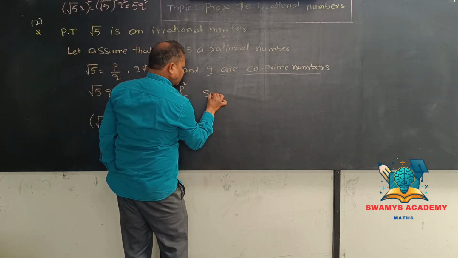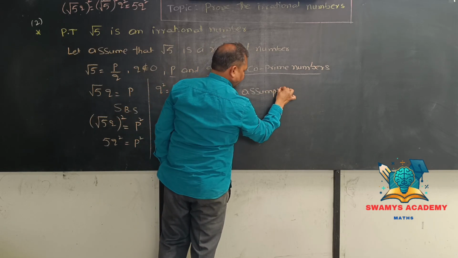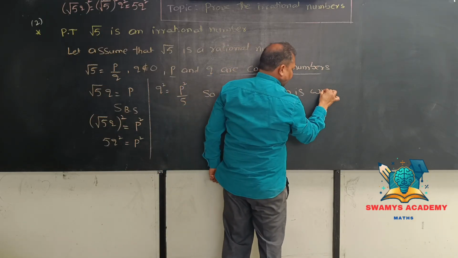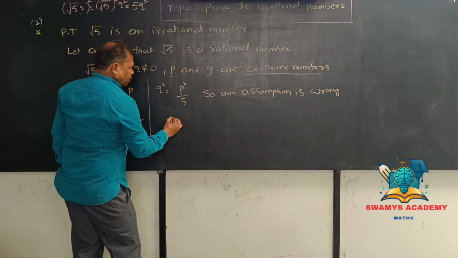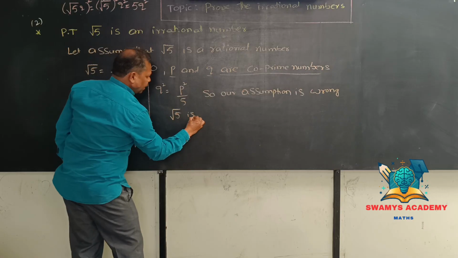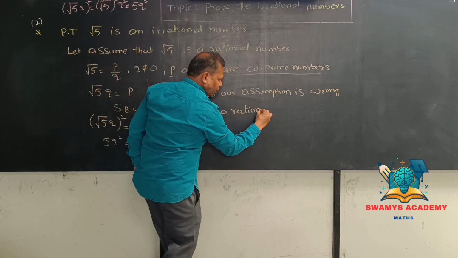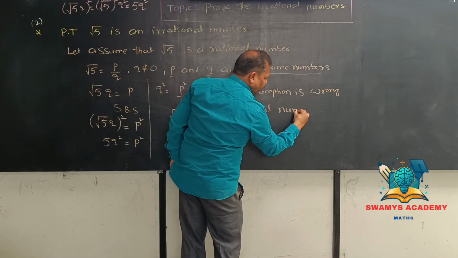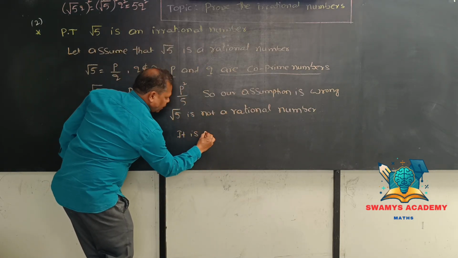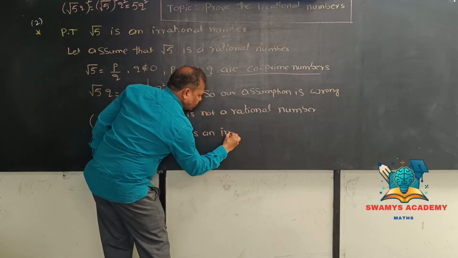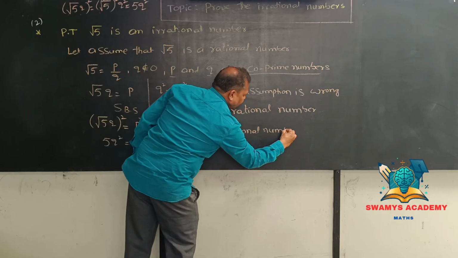Our assumption is wrong. Square root of 5 is not a rational number. It is an irrational number.